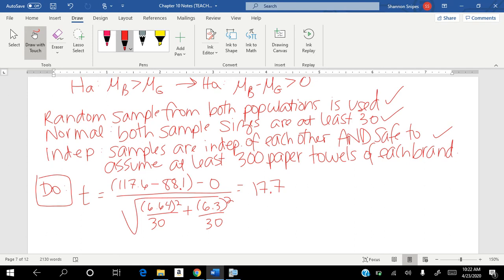I don't even need to touch anything else. Draw your picture. 17.7 is somewhere way down here. So the probability that T is going to be greater than 17.7 is pretty much 0. I'm not even going to type it in the calculator and find out because we know that 17 standard deviations above the mean is incredible. That is very statistically significant.